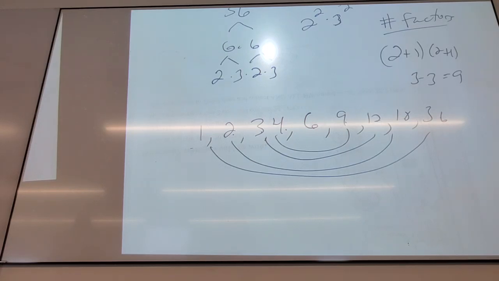What are the factors of 4? Odd number, yes. So every perfect square will have an odd number of factors. Because there's one number that gets paired with itself. Okay, maybe.